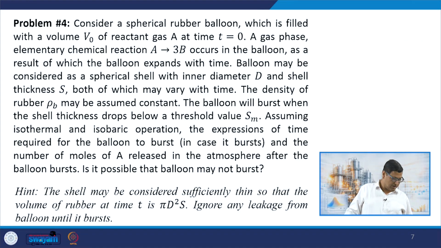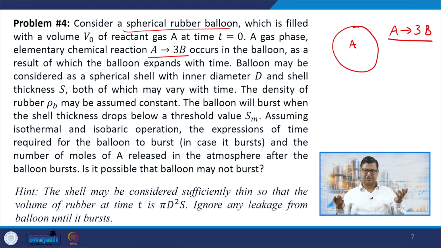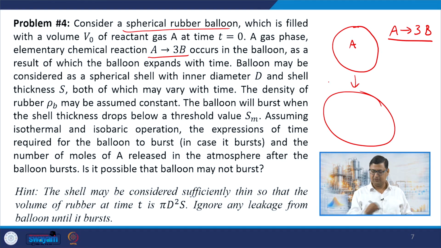Okay, let us now do the last example. We are doing, in this example, a variable volume batch reactor. We are looking at a spherical rubber balloon which is filled with a reactant gas A at time t equal to 0, and then it starts chemical reaction A going to 3B after time 0, and you can see this reaction basically results in an increase in the number of moles, and therefore the balloon is going to expand and the balloon will keep on expanding.